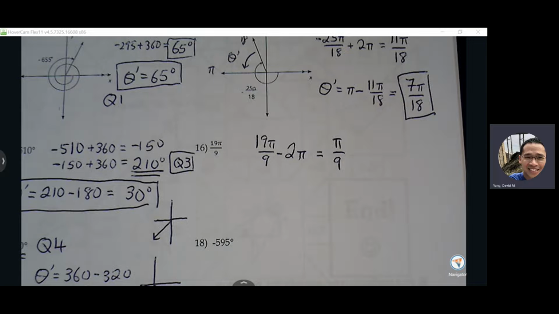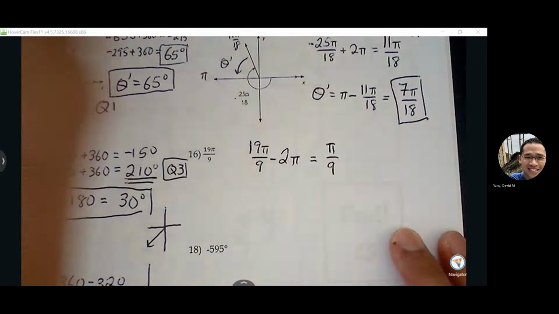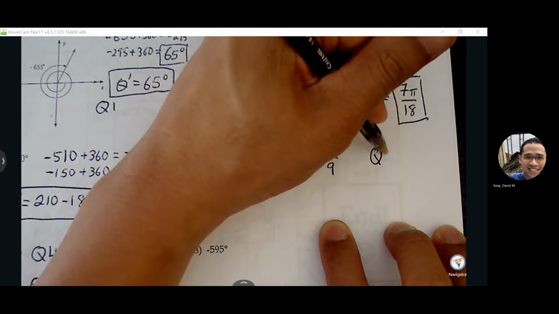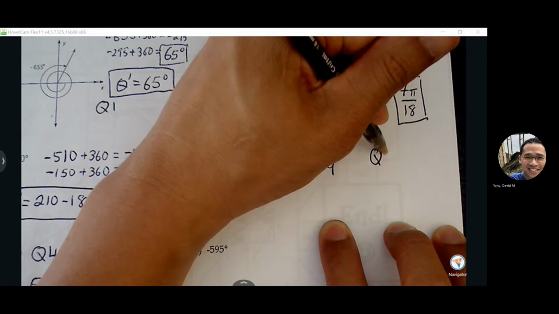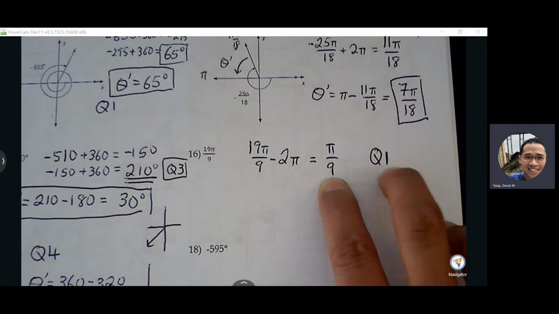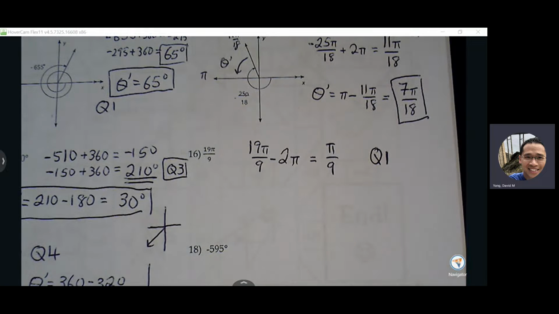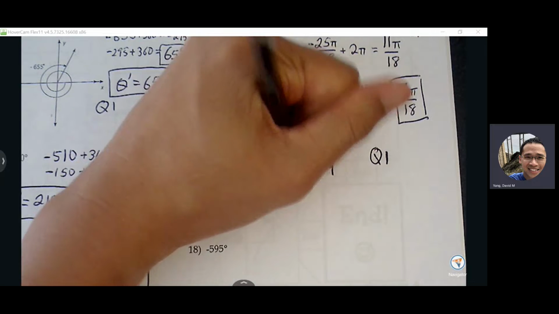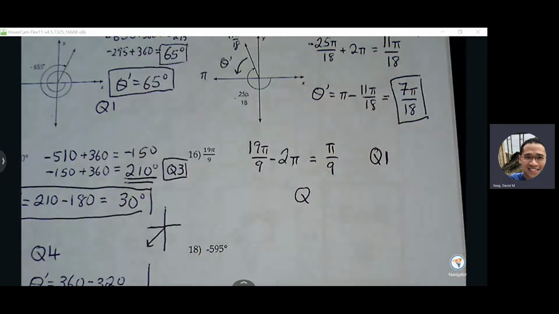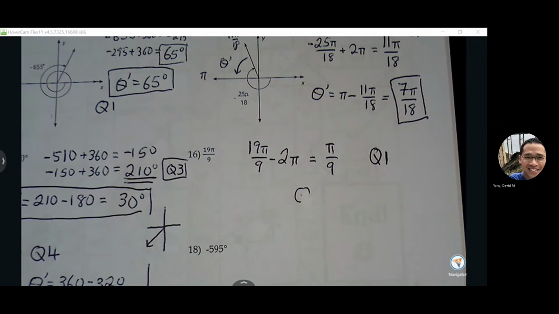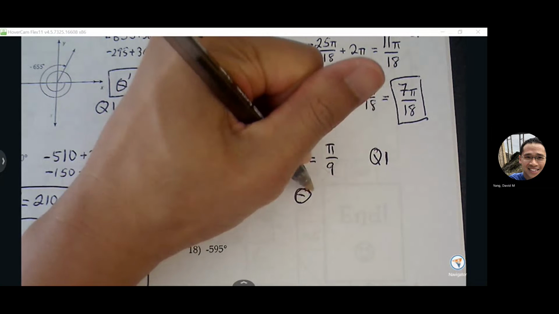So which quadrant is this in? Quadrant 1, right? If 1/9 is less than 0.5, then it's already quadrant 1. If it's quadrant 1, do I need to do anything with this pi over 9? No, that's your reference. Answer to 16, pi over 9. Cool.